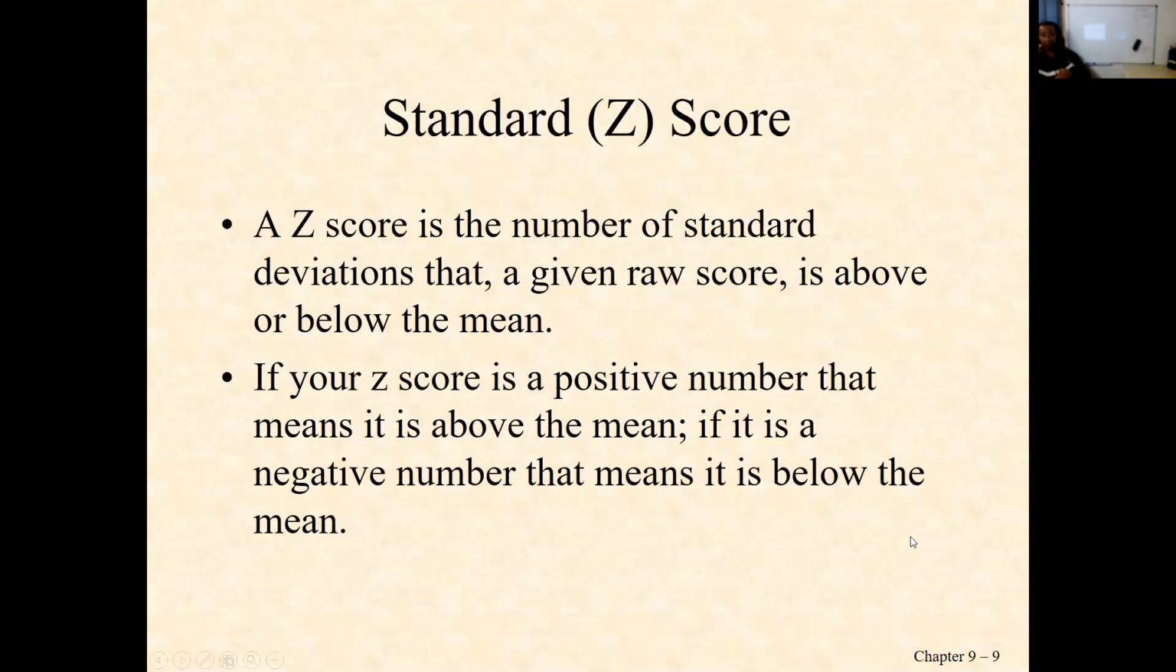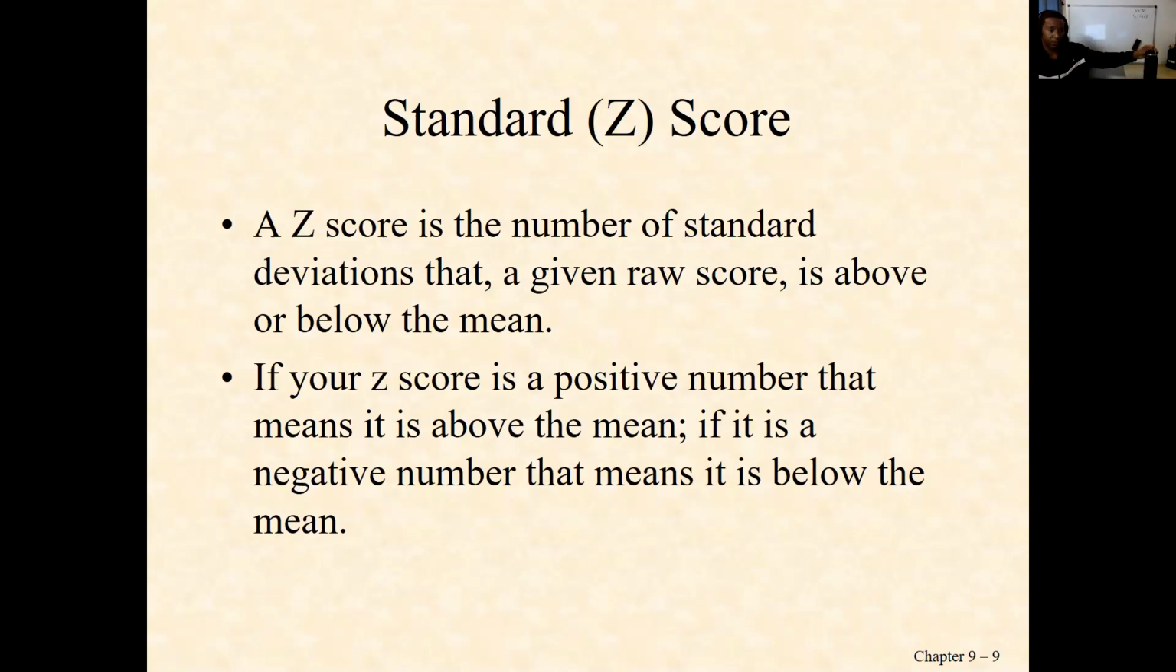Okay, now the way we're able to determine the percentage of cases that fall between the mean and our score and then beyond our score is by calculating what we refer to as a z-score. Okay, now what is a z-score? A z-score is the number of standard deviations that a raw score is either above or below the mean. So if your z-score is a positive number, you have a raw score which is above the mean. If your z-score is a negative number, you have a raw score which is below the mean.